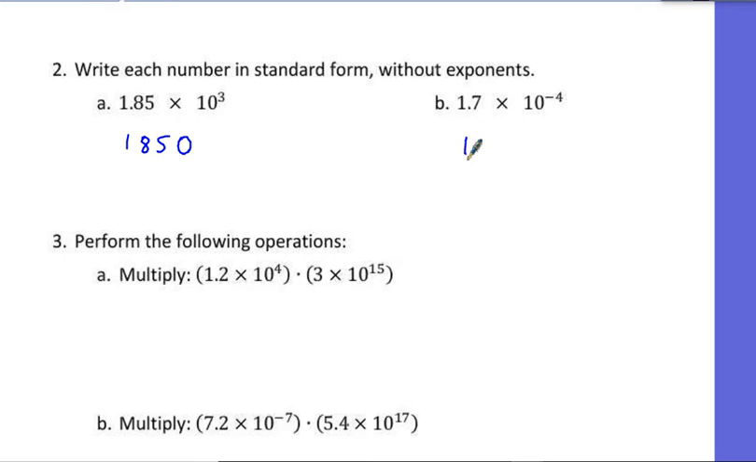Letter B, 1.7 times 10 to the negative 4. This time we're moving to the left 4 from between the 1 and the 7. 1, 2, 3, 4 is the decimal point, and we will need to put a 0 in front just to keep it nice. We should always have at least one digit in front of the decimal point, whether scientific or standard. If it is standard notation, a 0 is allowed in that place.